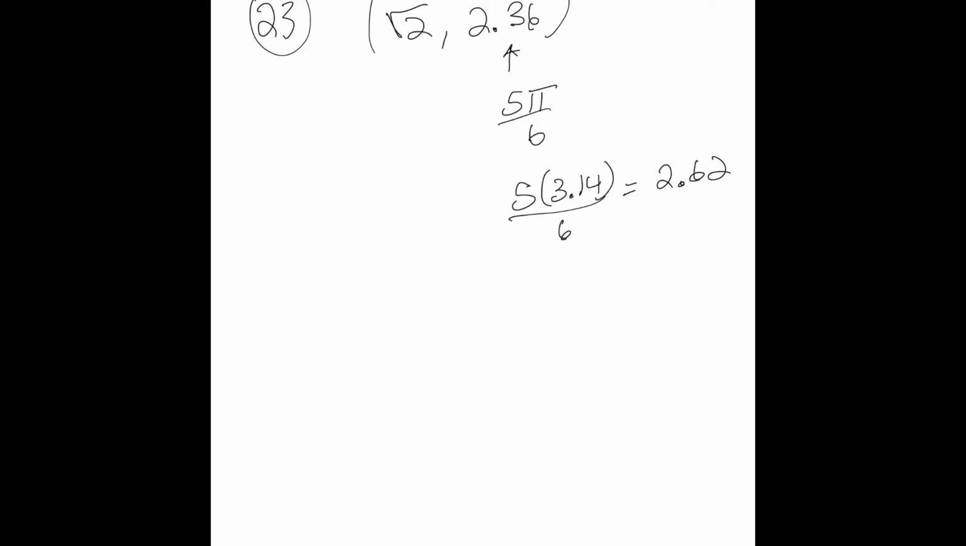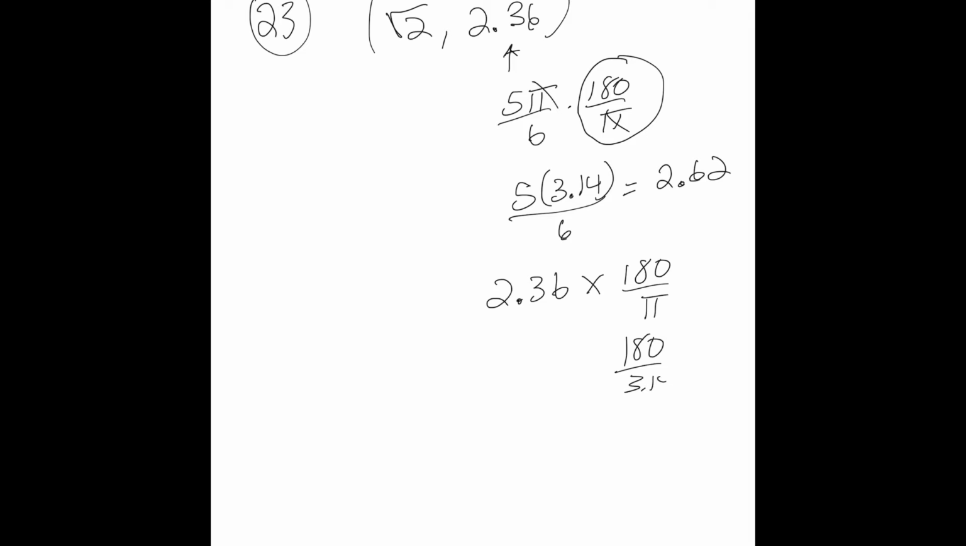So remember, if I was going to change 5 pi over 6 to a degree, I would just multiply it times 180 over pi, and these pi's would cancel out. So going from a radian to a degree, multiply it times this 180 over pi. So our radian is 2.36. Multiply it times 180 over pi, or 180 over 3.14. And so let's do that. 2.36 times 180 divided by 3.14.